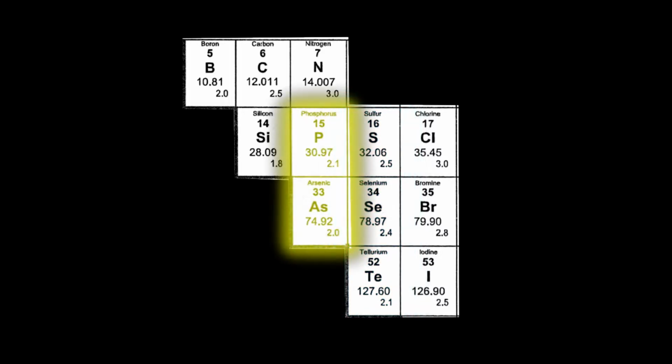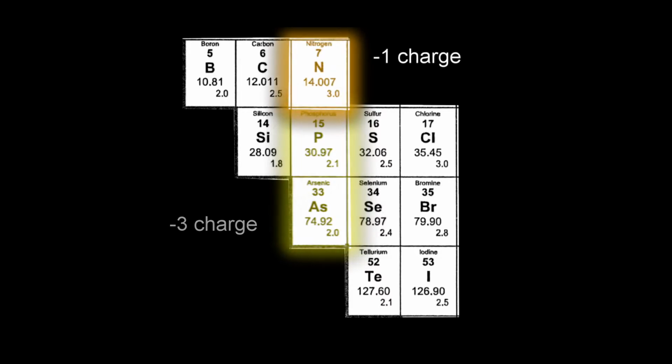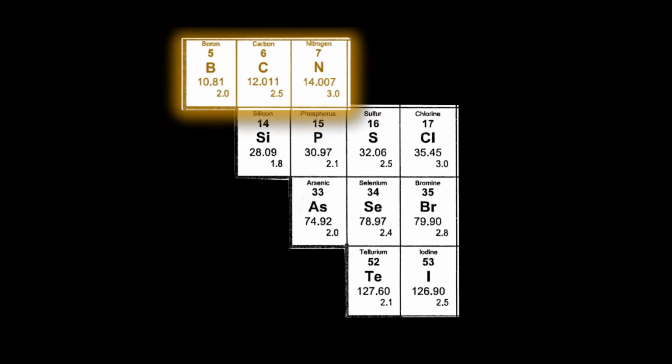Phosphorus and arsenic do have a -3 charge like you'd expect, but nitrate at the very top has a -1 charge. That oddball nitrate does help us figure out the rest of the charges though. Stepping backward from nitrate, we get carbonate with a -2 charge and borate with a -3 charge. So across the top of our table we see a -1, -2, and -3, just backwards.